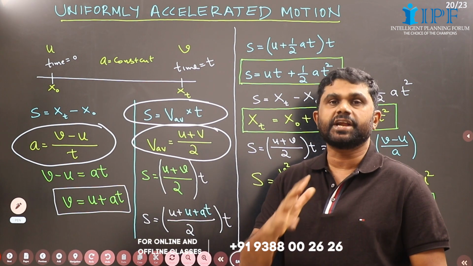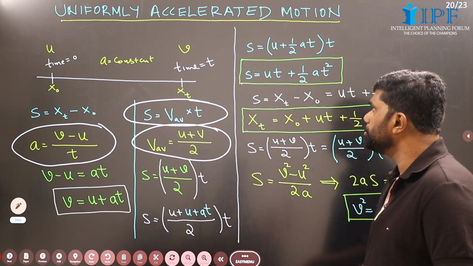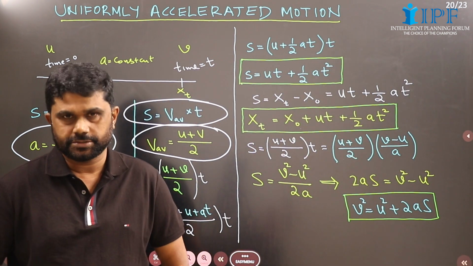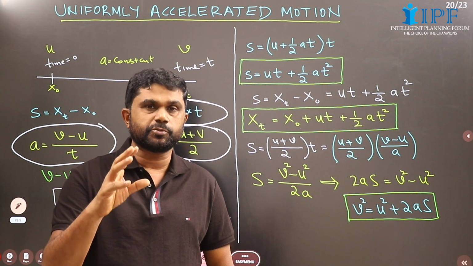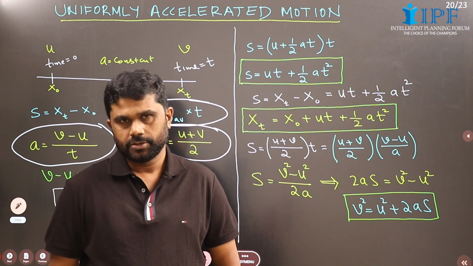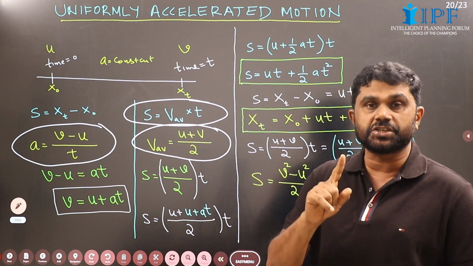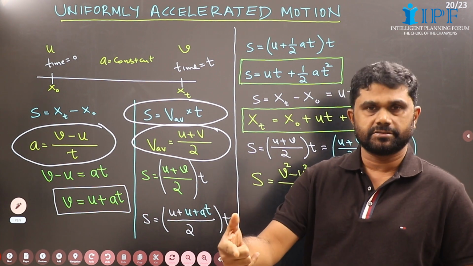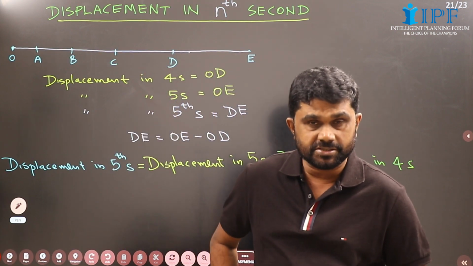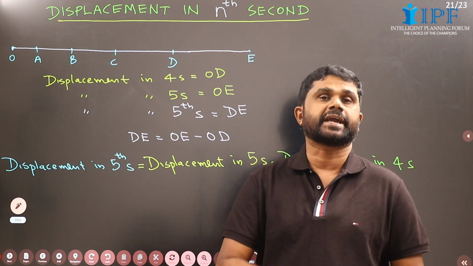Now see, we have got 3 equations. The first one is v equal to u plus at, the second one is s equal to ut plus half at square, and finally v square equal to u square plus 2as. See, all these equations of motion can be applied only when the body moves with constant acceleration. So this s equal to ut plus half at square will give you the displacement in t seconds. Means when you put t equal to 3, you will get the displacement in first 3 seconds. When you put t equal to 5, you will get the displacement in first 5 seconds.